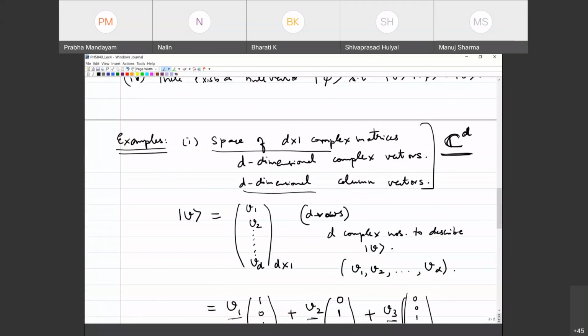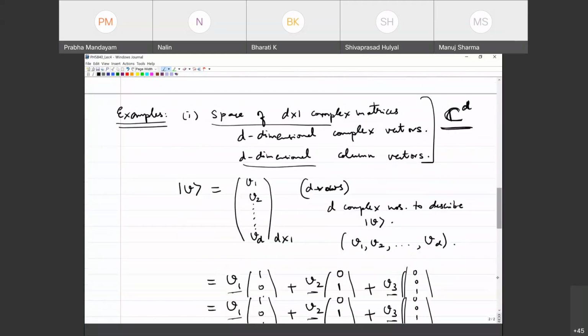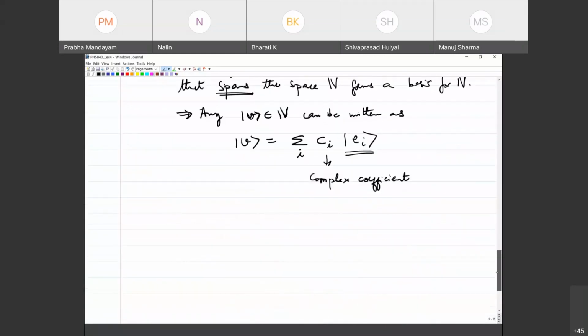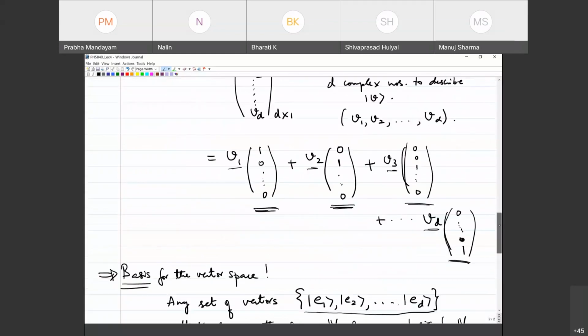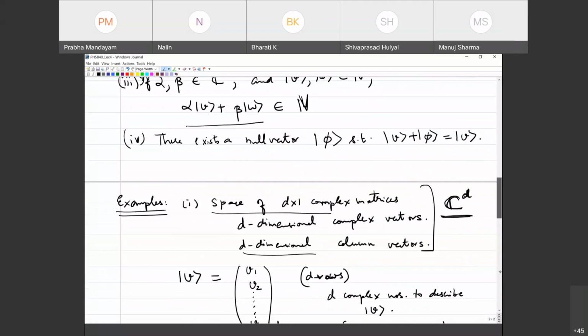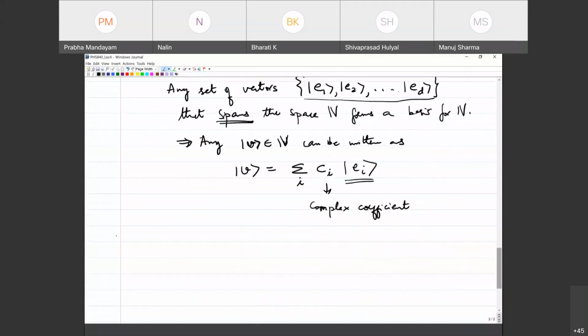Another example that one can think of is, so let me just do a few more examples of vector spaces and then I will talk about inner product, because some of these vector spaces we'll also be using in the course of this course. Any questions so far?